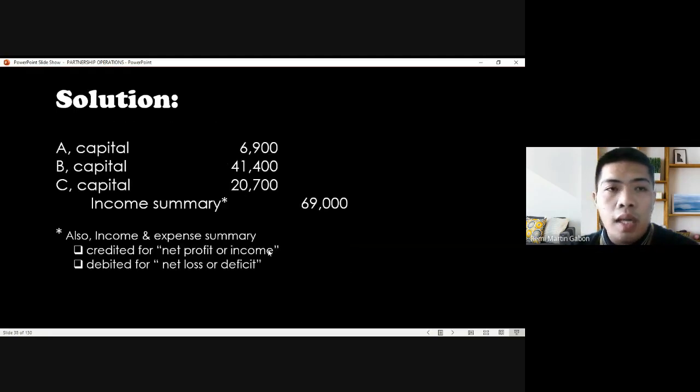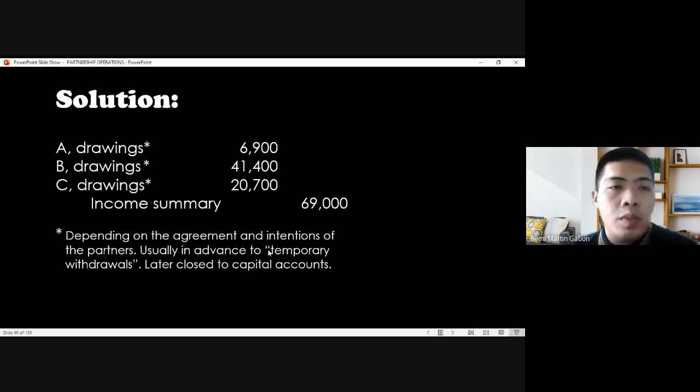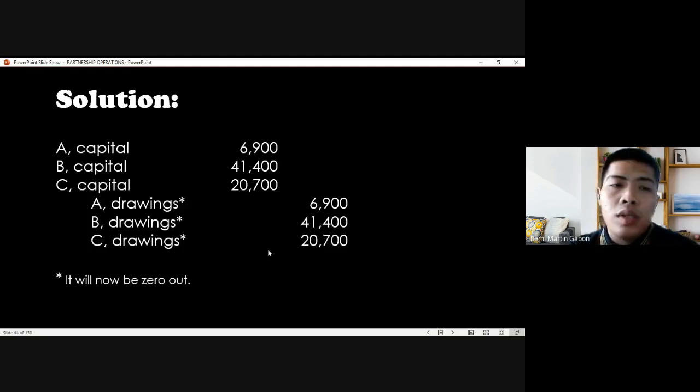So for the journal entry, we can have it debited directly to the capital account, then close the income summary account by crediting it. Okay, or they can have it charged first to the drawings account, then later on close the drawing account to the capital account, since it's a loss, thereby decreasing the capital balances. Okay.